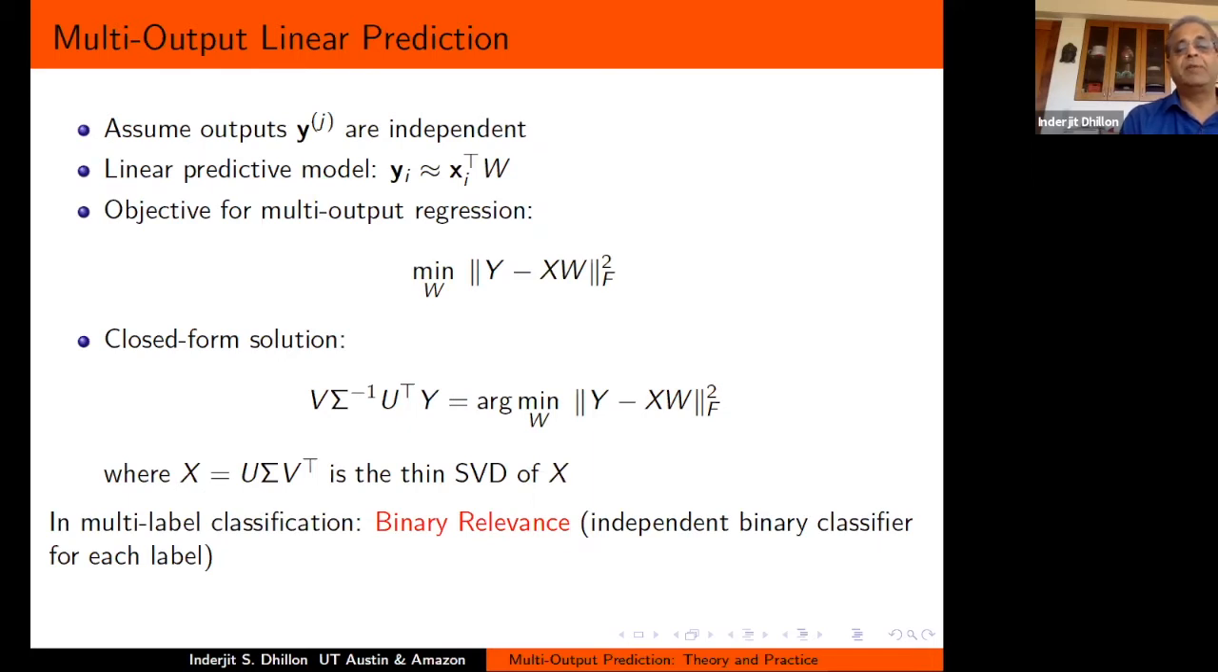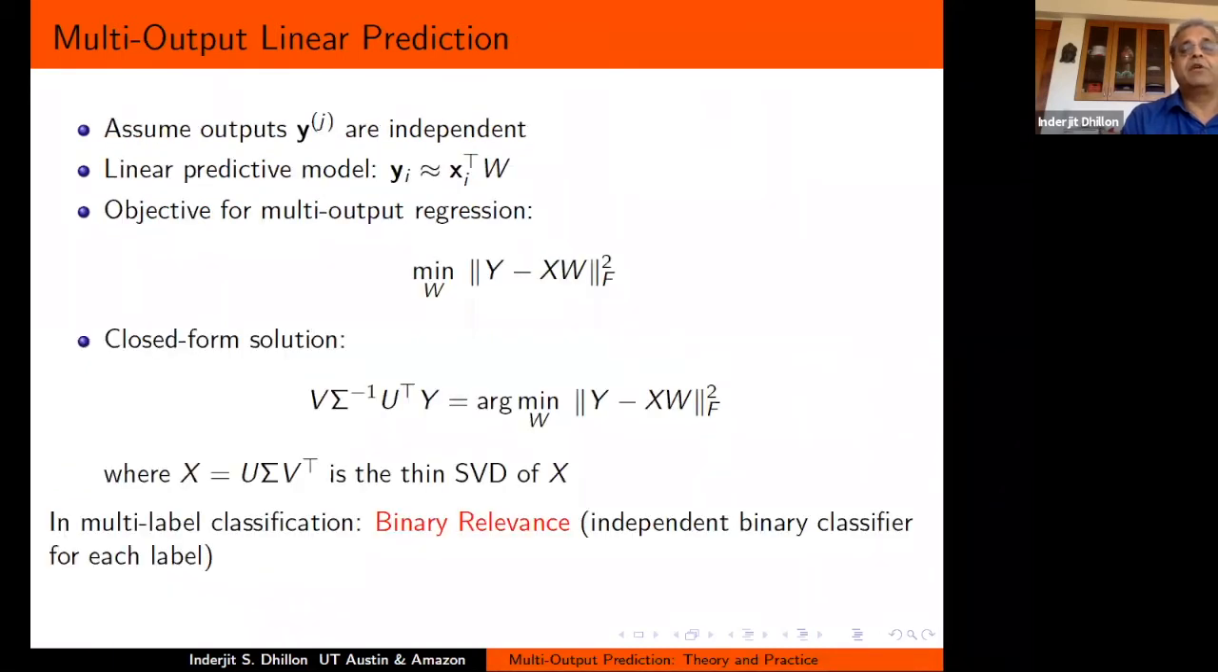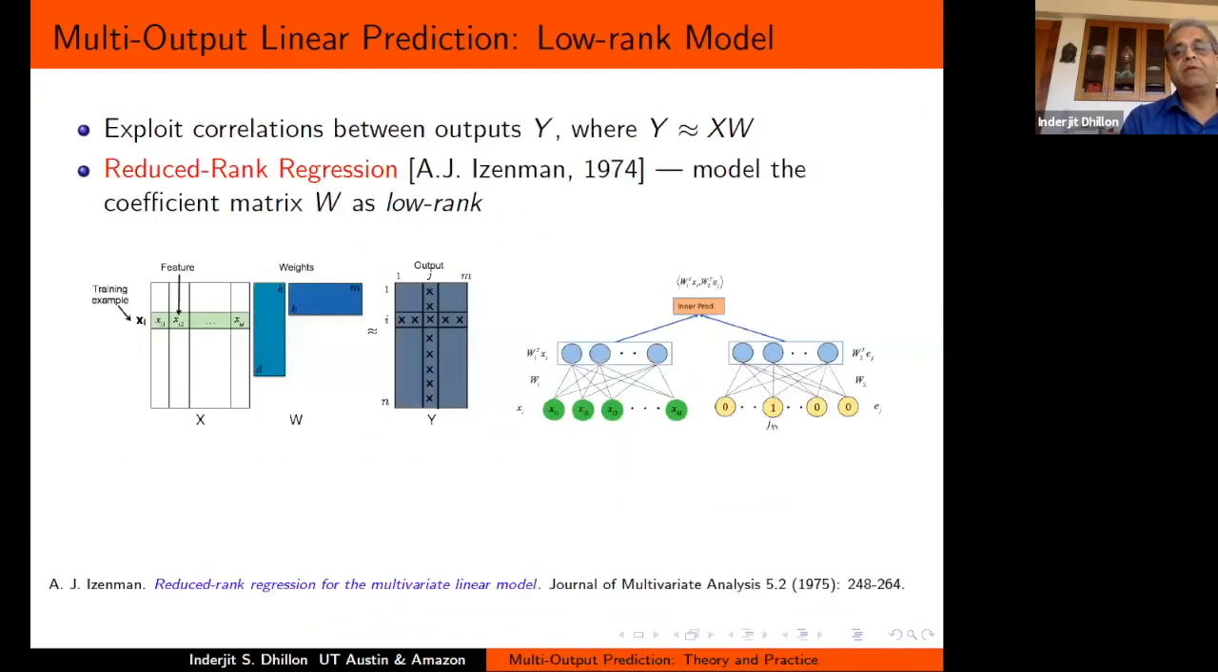In the case of multi-label classification, I can get independent binary classifiers for each label, and that's sometimes called binary relevance. But this method does not exploit any relation or correlation between the output variables. But when there is correlation between the output variables, we can handle it, for example, by putting a low rank model for the coefficient matrix. And this has been done long ago. So this is a paper in 1974, which did reduced rank regression.